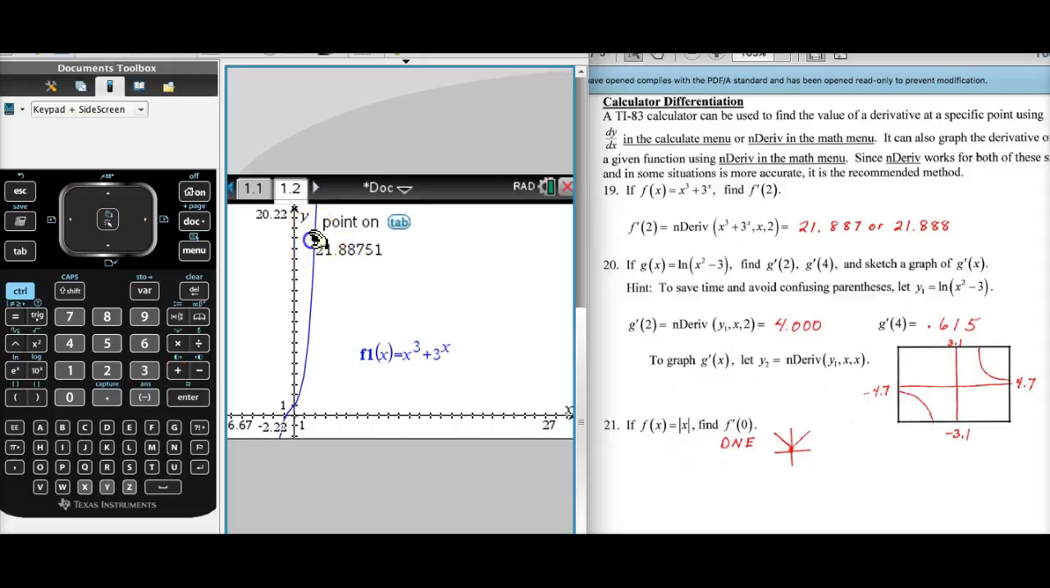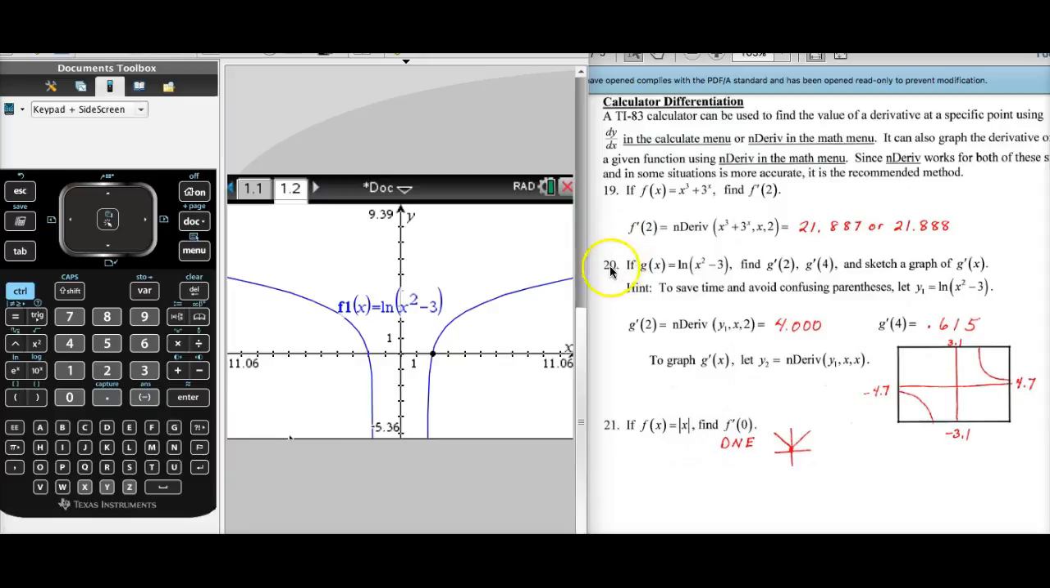Now, what's nice on the graph, good or bad, you don't know the exact x value anymore, but you can slide it and get an idea of what the slope is at different values. Now, looking at number 20 here, we can go ahead and find g prime of 2, g prime of 4, and sketch a graph of g prime.